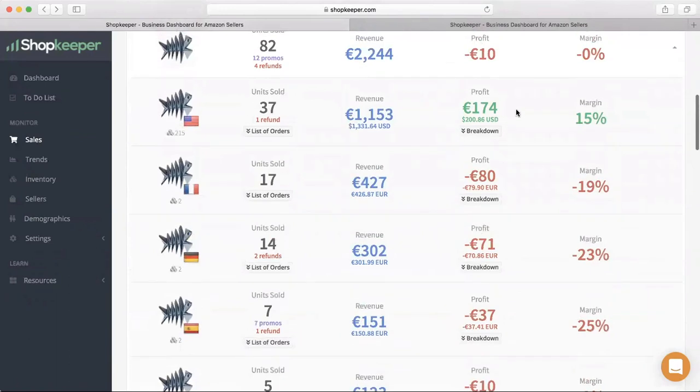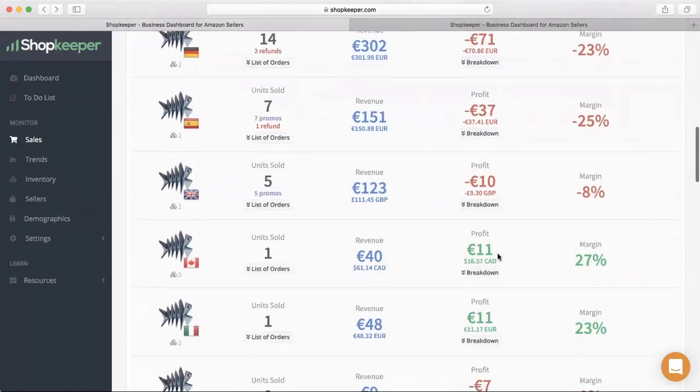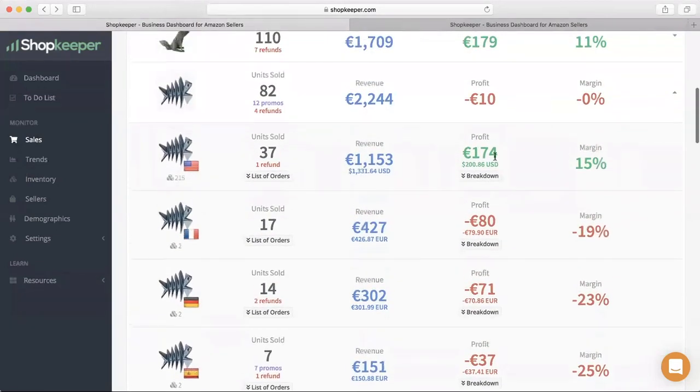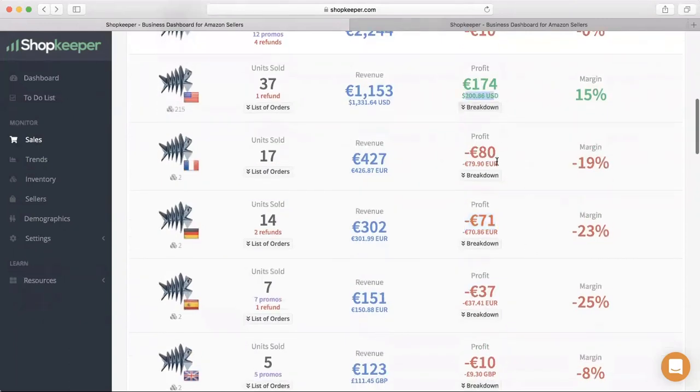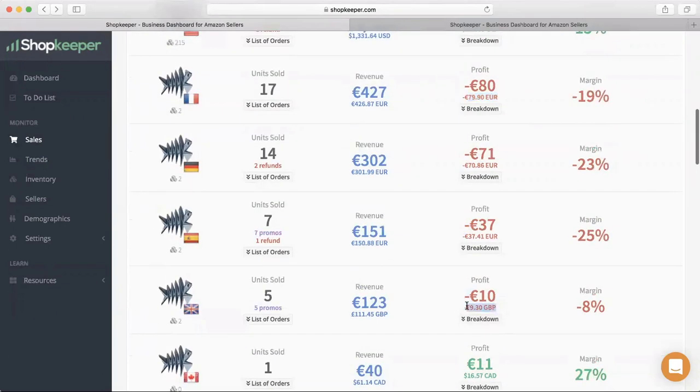So Shopkeeper shows them side by side. Instead of showing in original currency, like this one is in United States dollars, this one in Canadian dollars, this one in British pounds, all of those are averaged and converted to your preferred currency. So in this case, your preferred currency is euros. So then very quickly, side by side, you can compare how it's doing, not only by the margin, but also by the amount. So this one made 174, lost 80. So side by side comparison is much easier than looking at US dollars comparing to euros, comparing to British pounds, and so on.